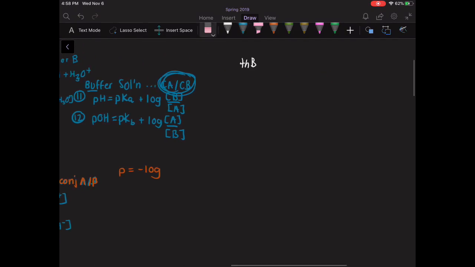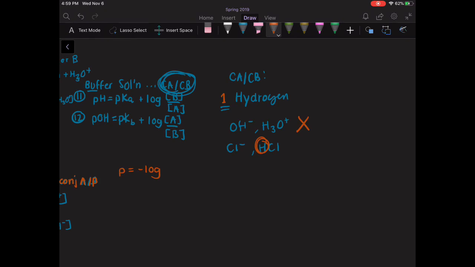So I'd like to remind you what a conjugate acid and a conjugate base is. These are two substances that differ by one hydrogen. One hydrogen. So something like hydroxide and hydronium are not a conjugate acid-base pair because they differ by two hydrogens. An example of a conjugate acid-base pair is Cl minus and HCl. The difference of one hydrogen is what makes it a conjugate pair.